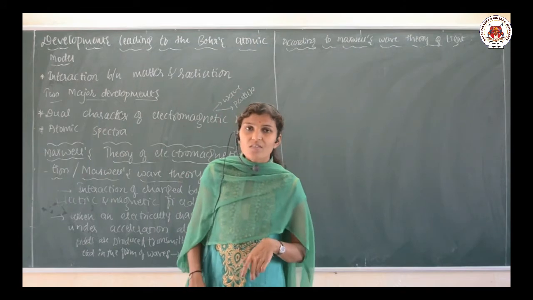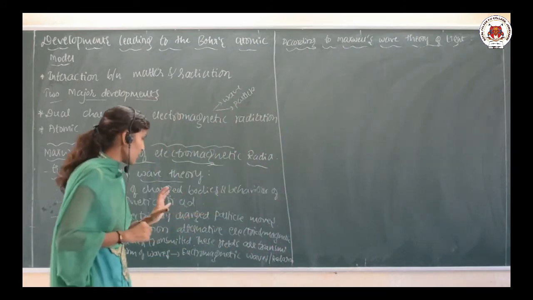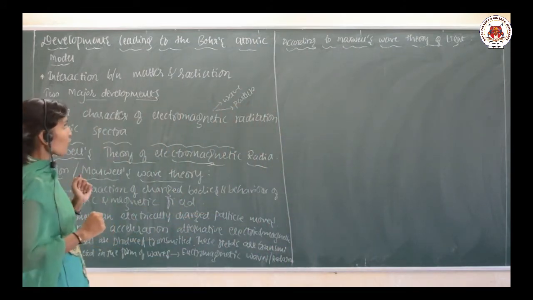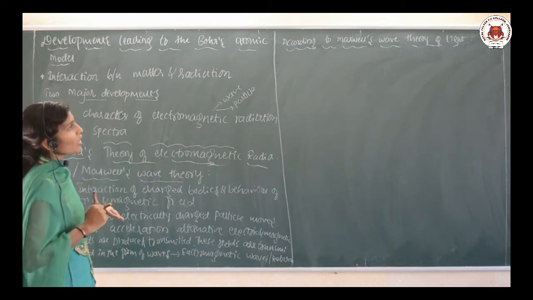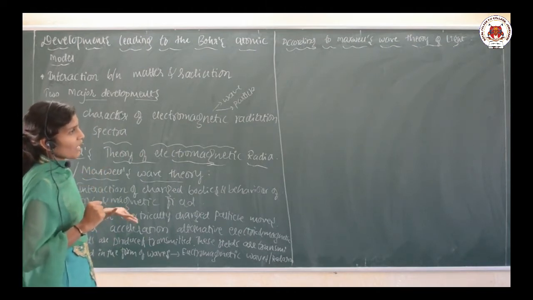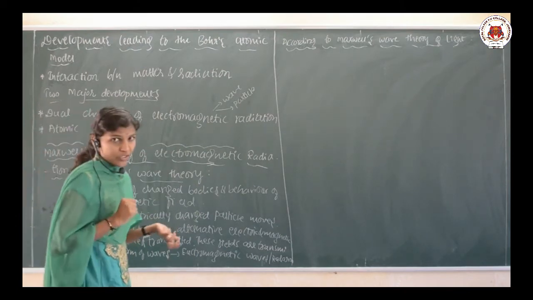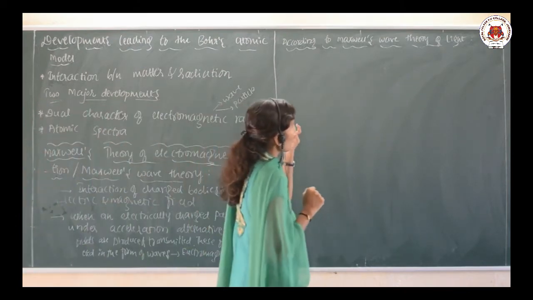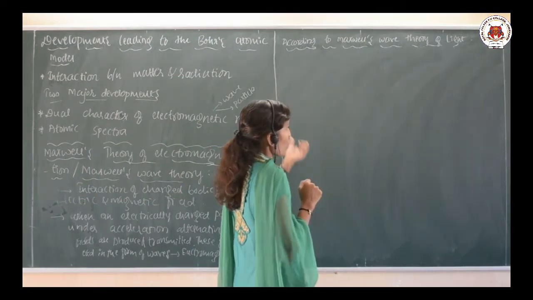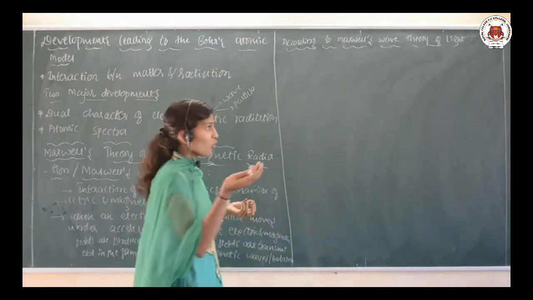Okay, so this is the point which was given by the scientist Maxwell. So let us discuss according to Maxwell's wave theory of light. He has studied it and given certain points. So according to Maxwell's wave theory of light, what are the points? Let me explain first.